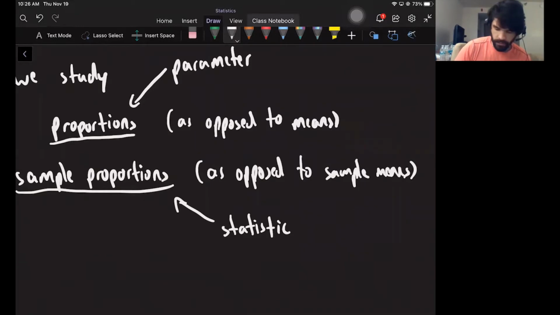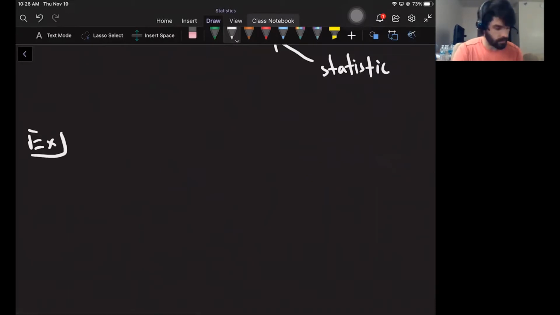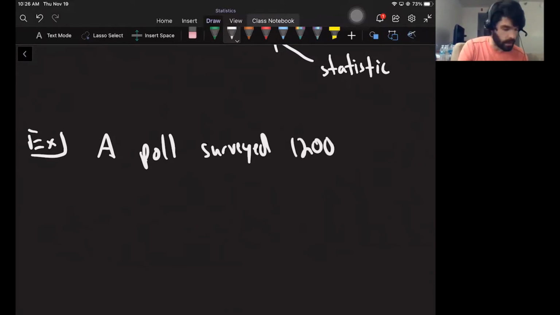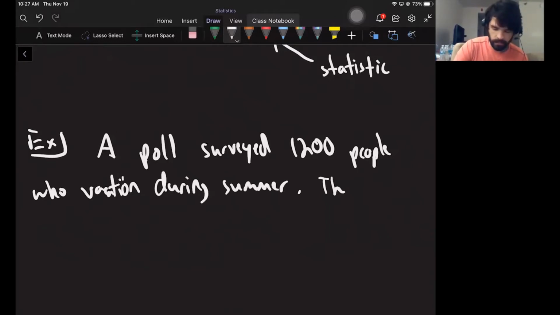Okay, so first of all, let's just see an example of a proportion. What do I mean by a proportion? Because I have used the word proportion in other contexts, but it's a little bit different in this context. So a proportion now is something like this. For example, you could take a poll of 1,200 people who vacation during summer. And then you might ask them a question and see what proportion of them answer a certain way.